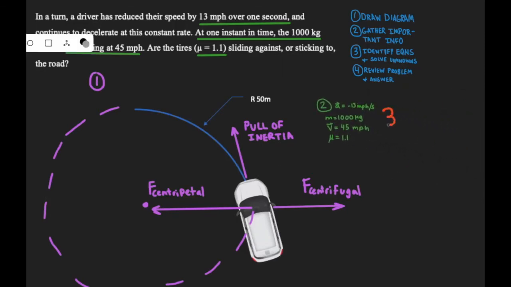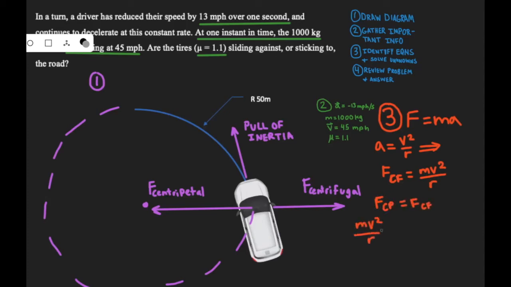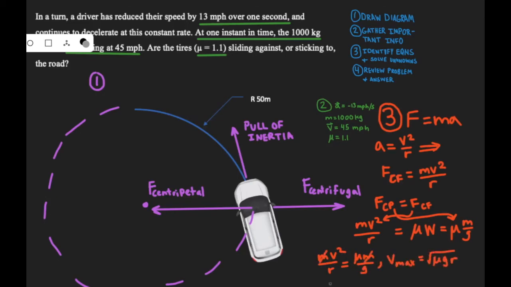Moving on to step 3, identifying the equations and solving our unknowns. Based on our diagram, we see that this is a force problem, so we're going to be using equations of force. For angular acceleration, this means acceleration is equal to velocity squared over radius. Now to solve our centrifugal force, we substitute the first 2 equations, and we get centrifugal force is equal to mass times velocity squared over radius. Our centripetal force is just equal to friction. In this case, friction is equal to mu times our weight, and weight is just equal to mass times gravity.